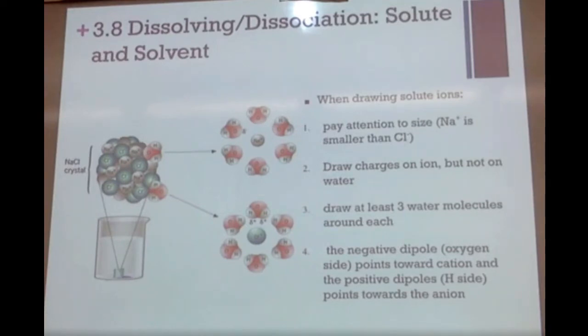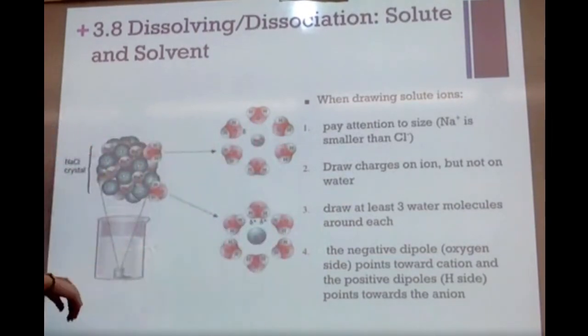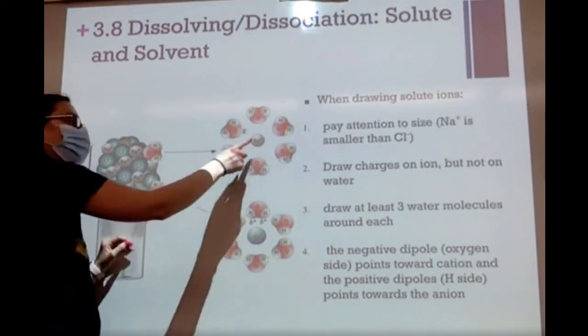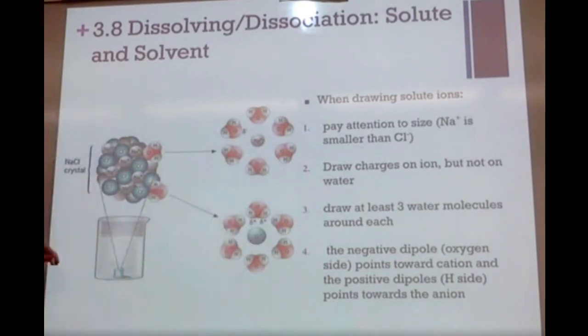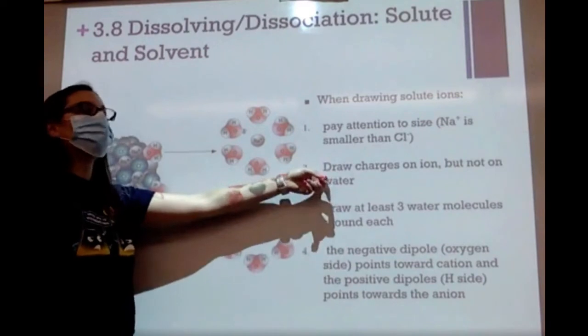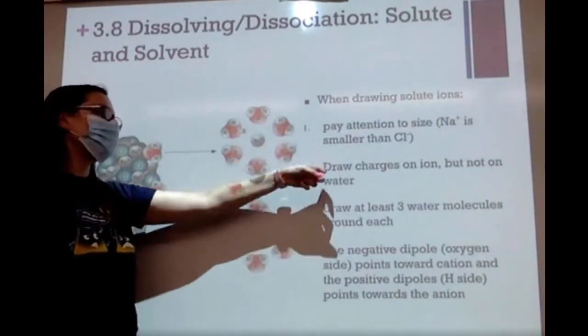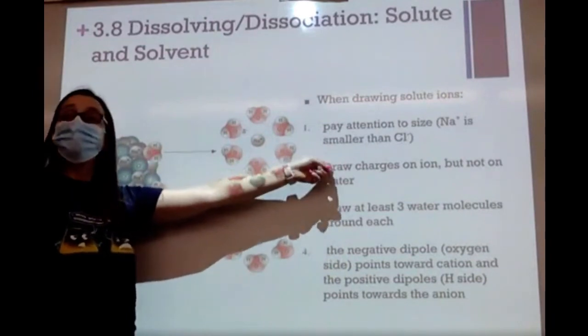Sodium chloride is ionic. Here's our ion-dipole forces that we were talking about with IMFs. When we're drawing what's happening, pay attention to size. Remember, cations are smaller than anions. Cations are smaller. Na plus is smaller than Cl minus. This is where, on one of the free response questions when we had to draw this, is what lost people points.